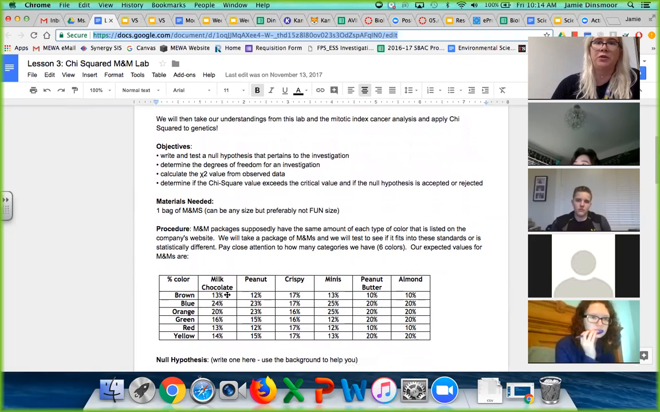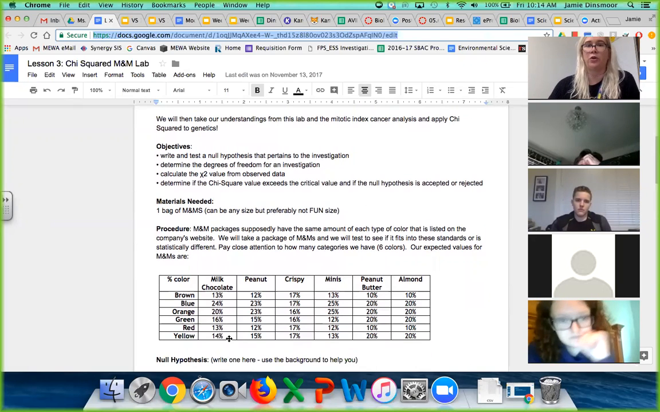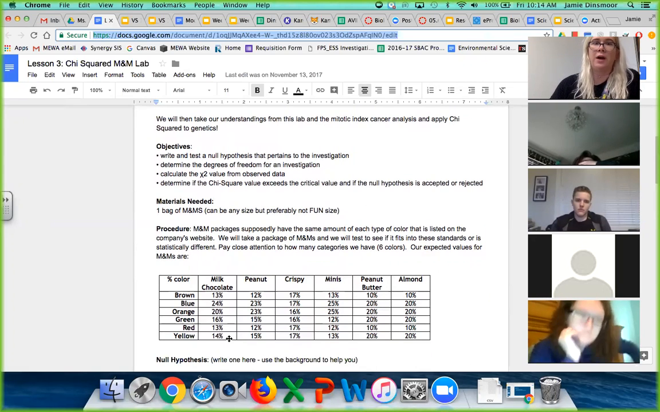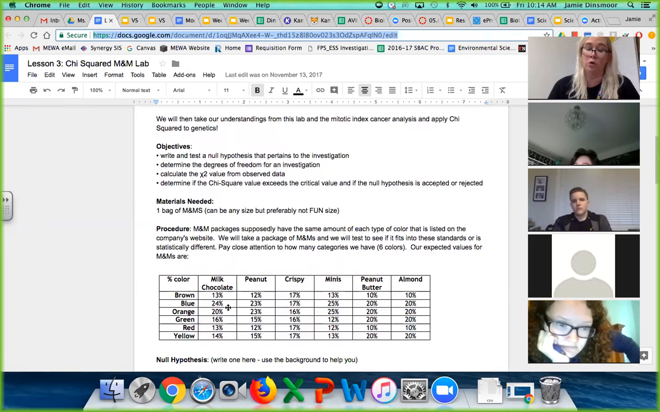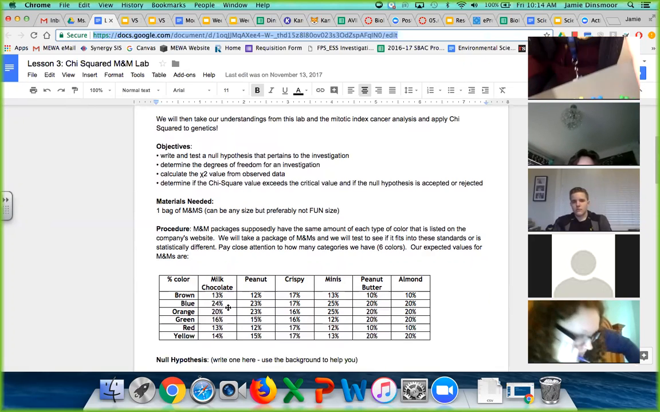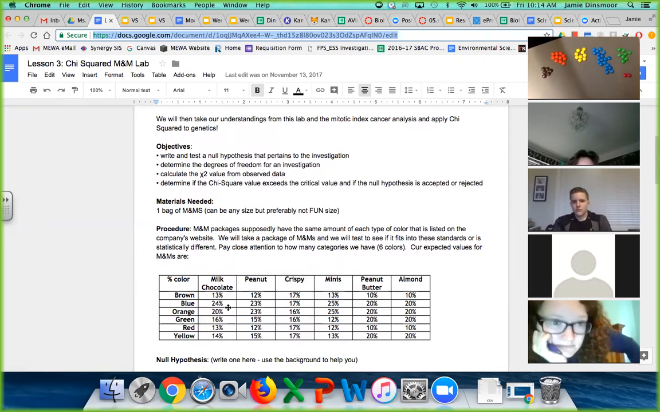So here is the percentages that I would expect to see. I should see 13% brown, 25% blue, 20% orange, 16% green, 13% red, and 14% yellow. Mostly an even distribution, right? Although for some reason, supposedly there are more blue and orange. Just taking a quick glance at my M&Ms. Let's see if I can get them in the image there. Oh yeah, there we go.